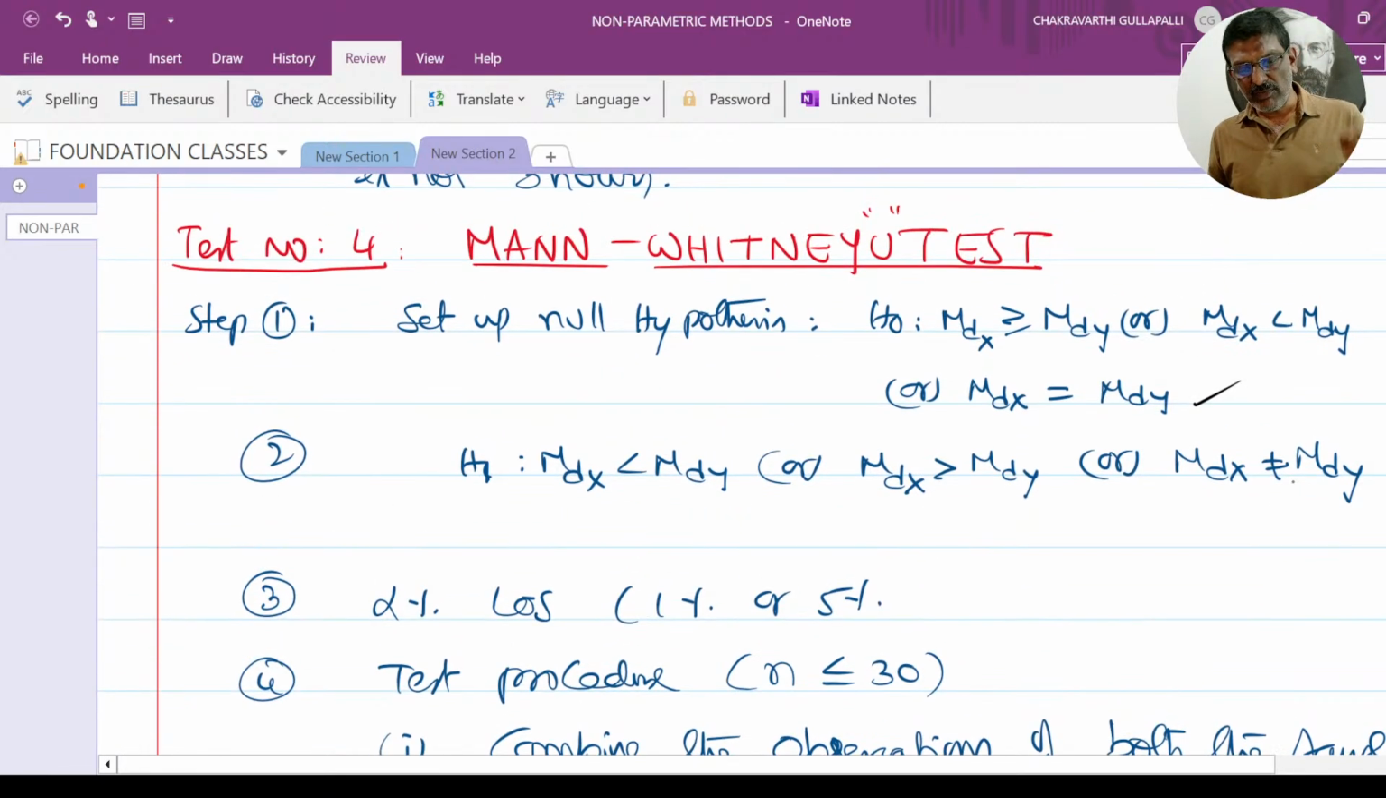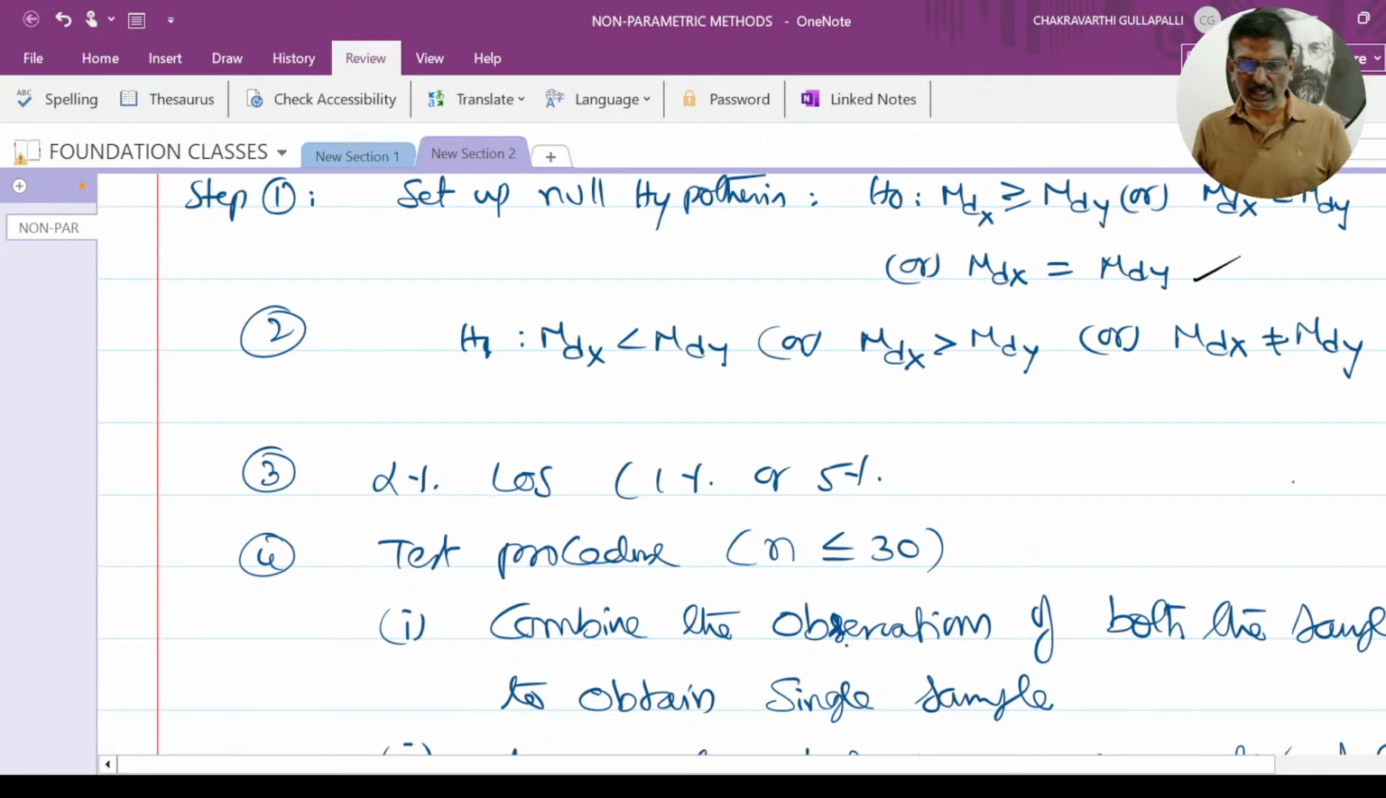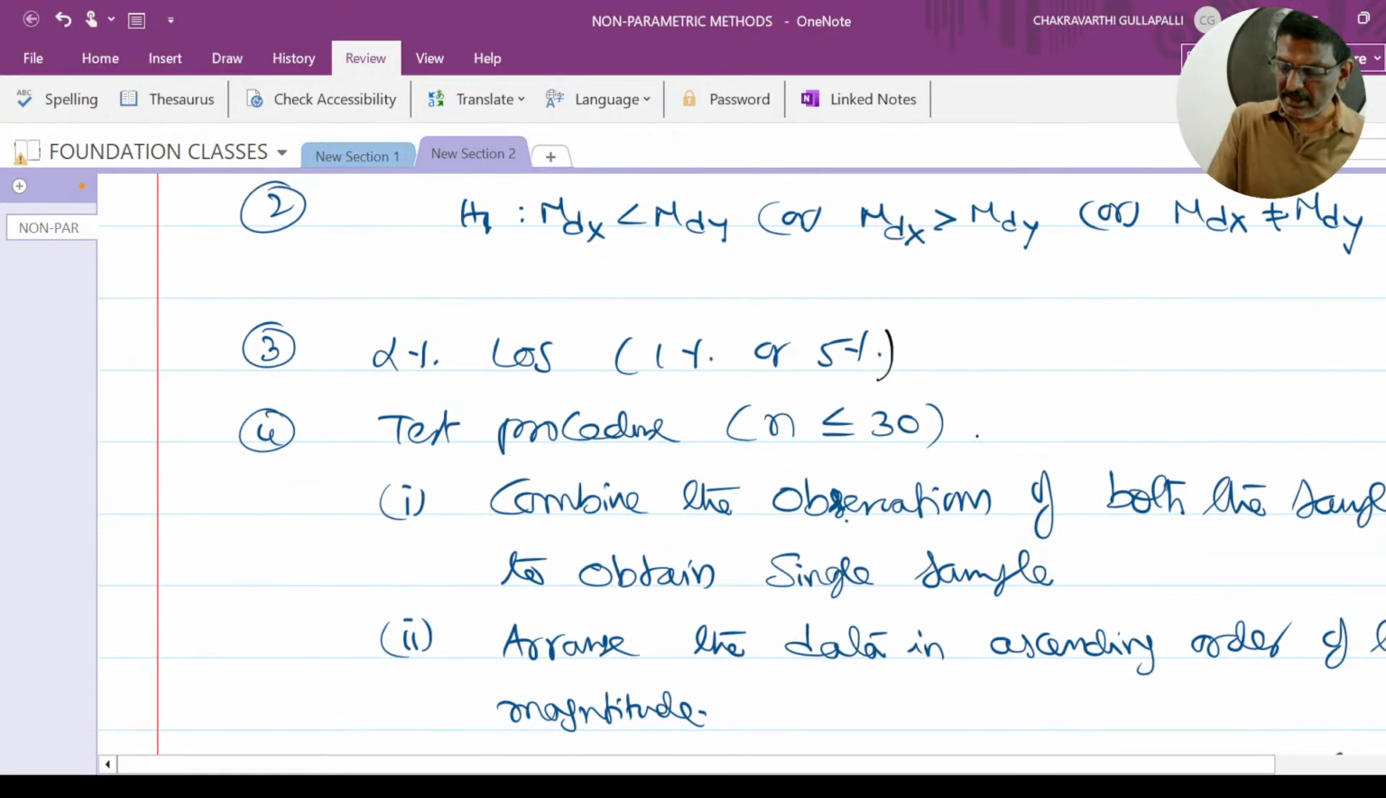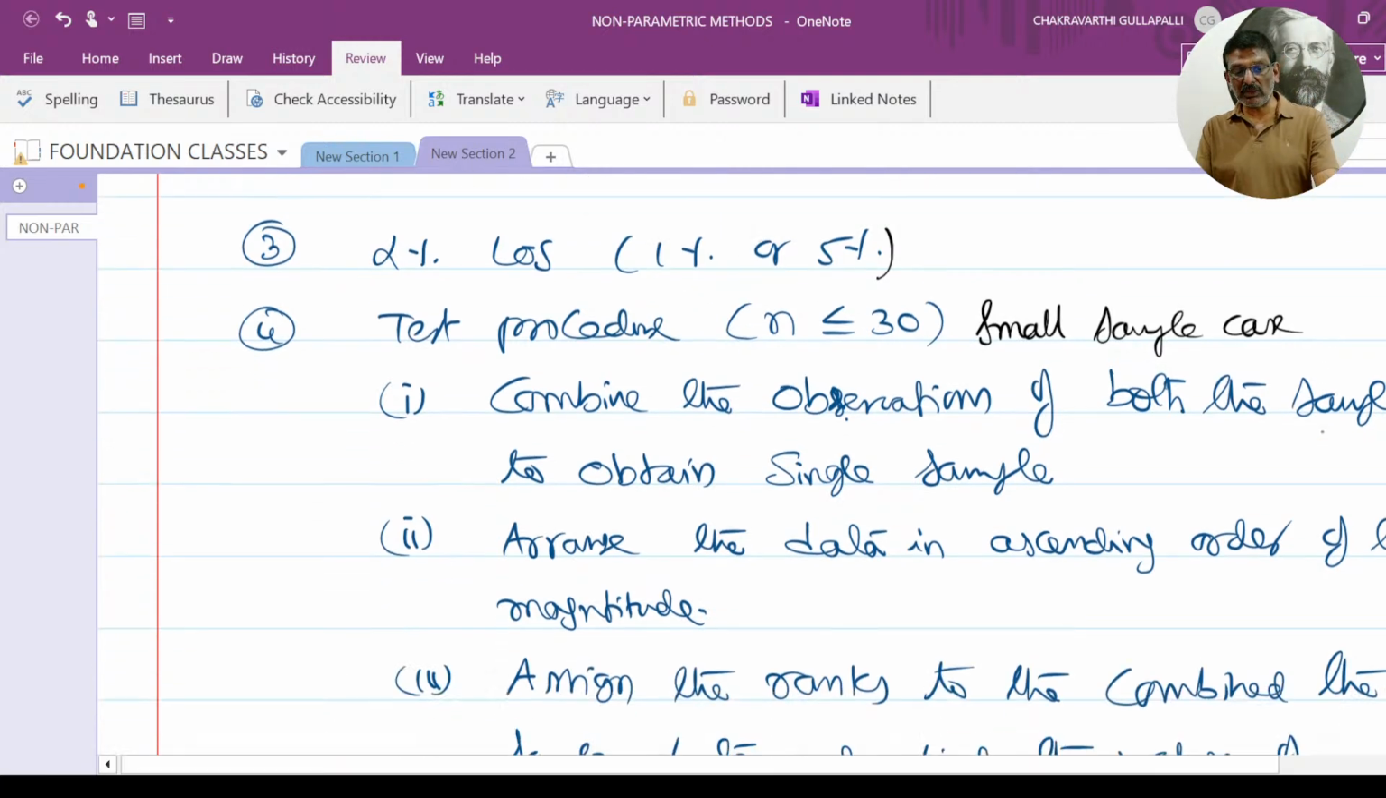For this case, when we have to use the Mann-Whitney test, 2 populations are there, and 2 samples are collected from the 2 populations. The null hypothesis: there is no significant difference between the medians of the 2 populations. Alternative hypothesis: there is some significant difference between the 2 population medians. So different cases are there here. Now alpha percentage, choose either 1% or 5%. Test procedure for a small sample case, N less than or equal to 30.